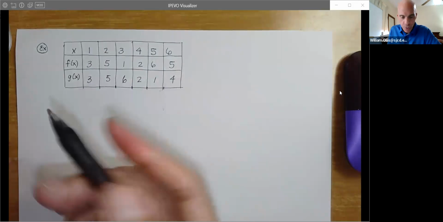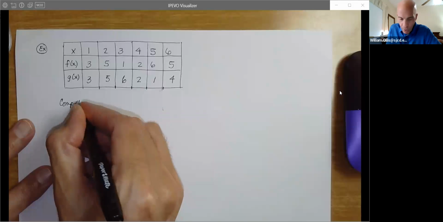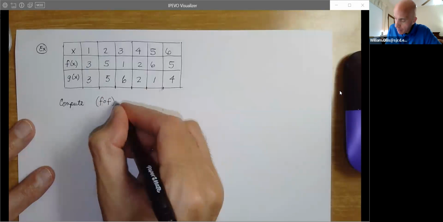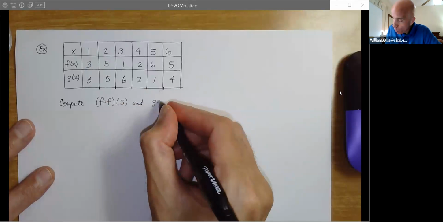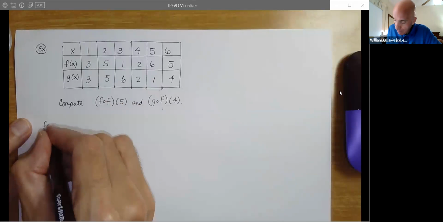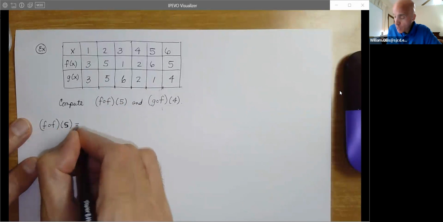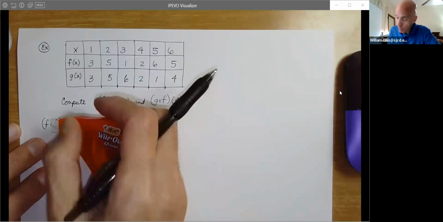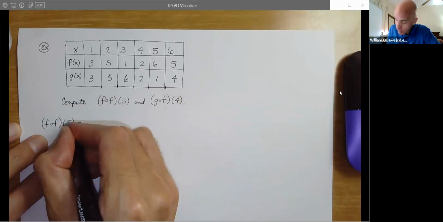Now, when you do this, here's what WebAssign said. They said, compute the following. Now, this could be several, maybe 2. Compute f circle f of 5 and g circle f of 4. So let's do that. Now, again, remember, we don't have to use a given functional formula because we're given the values. Of course, here, the values that are given for the input must be in the table if we're going to use this given information.